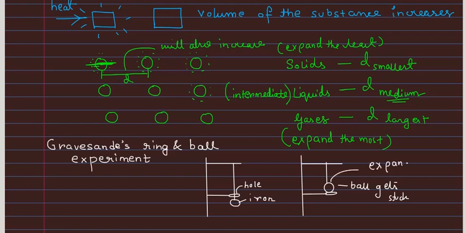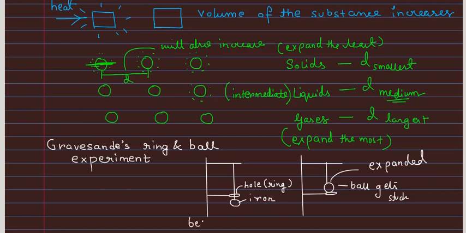Its volume has increased. Previously it was just fitting the size of this ring, the size of this hole, so it could pass. But now, because its volume has increased, it can no longer pass through the ring. So this clearly demonstrates that yes, upon heating, substances do undergo thermal expansion.